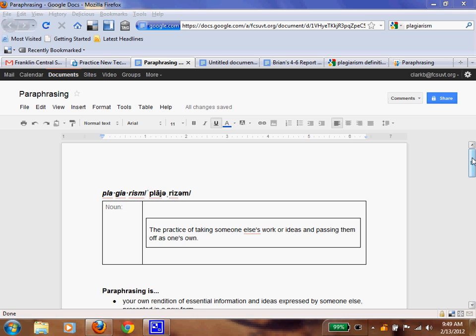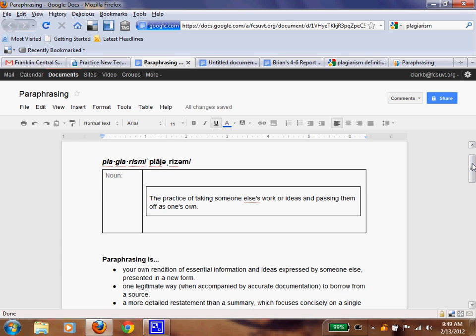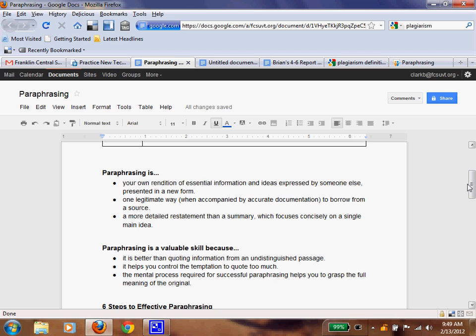We're going to actually try to figure out how we can get away from that without falling under that realm of plagiarism, because it's not a place you want to be. It can hurt you later in life. So what we are going to talk about is paraphrasing. And what this is, you use your own rendition or version of essential information and ideas expressed by someone else. So you do that in a new way. You take what they wrote and you try to figure out a way to make it different.